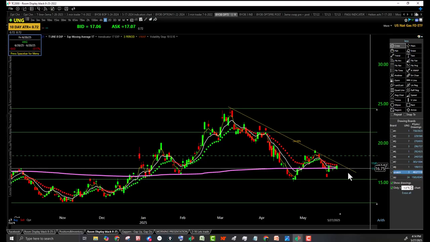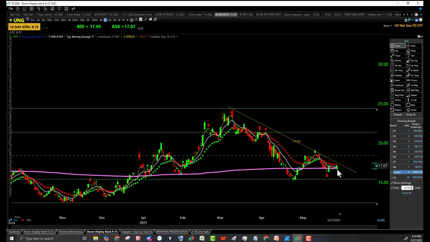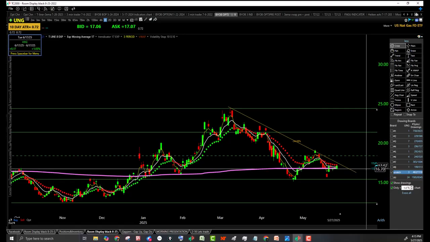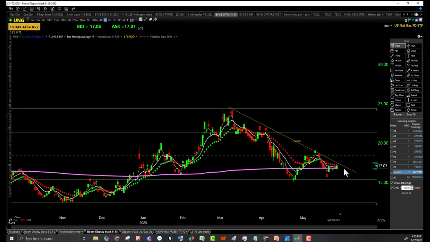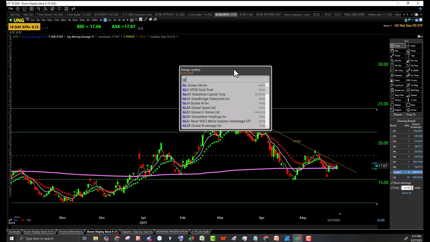So you got price action there. UNG right there. Just neutral, still in a downtrend. All right, because it hasn't made a higher high yet. So just neutral, still in a downtrend. That's UNG. Let's take a look at precious metals.